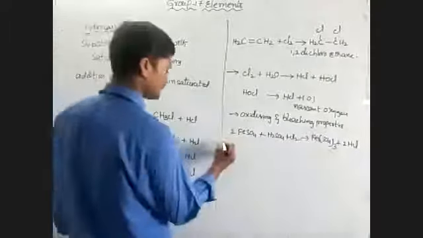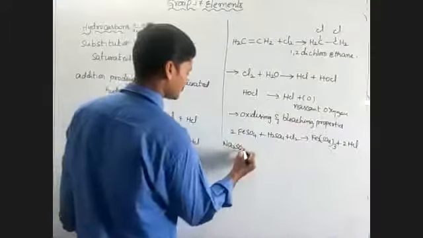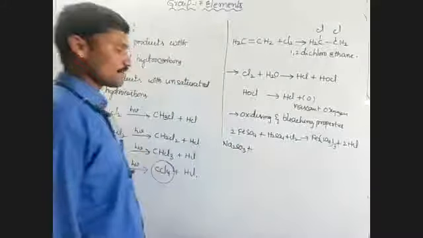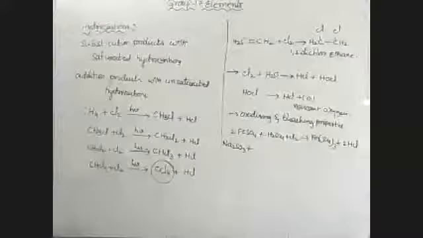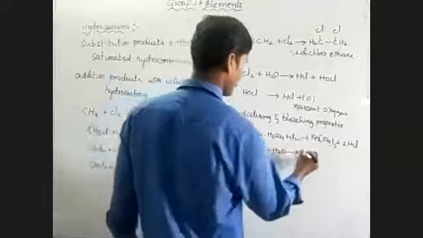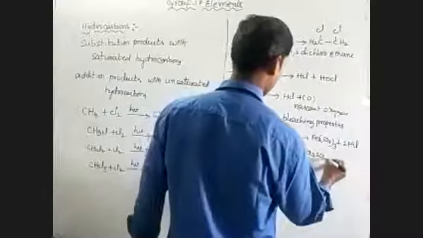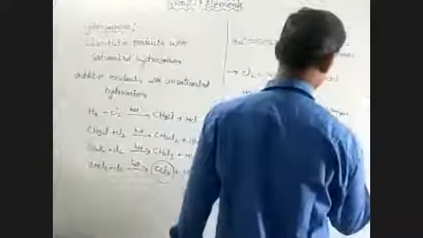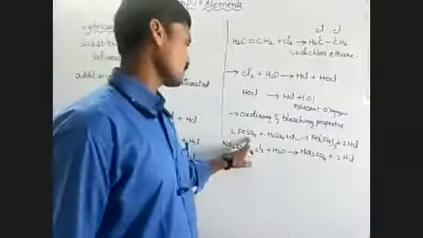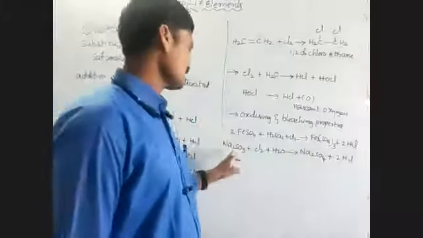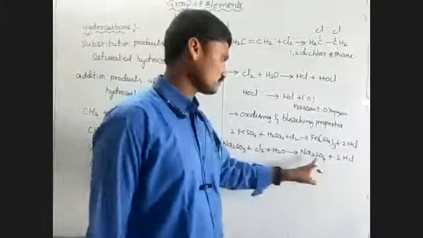Next one is sodium sulfite. How do we oxidize sulfite to sulfate? Sodium sulfite combines with chlorine, it forms sodium sulfate and HCl. So ferrous sulfate is oxidized by chlorine into ferric sulfate. This chlorine oxidizes the sodium sulfite to sulfate.